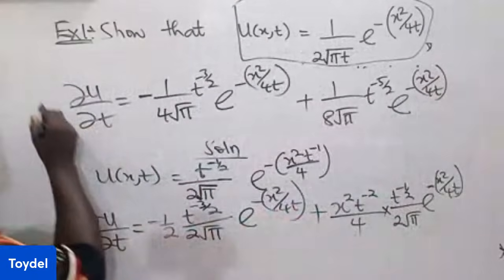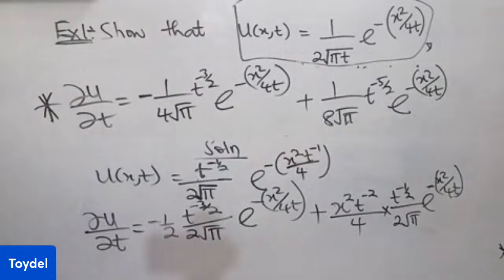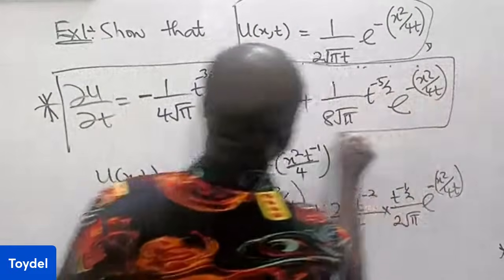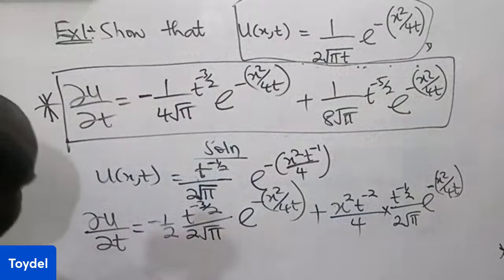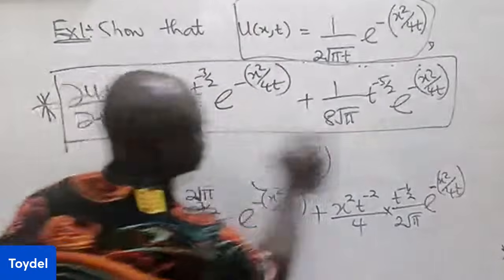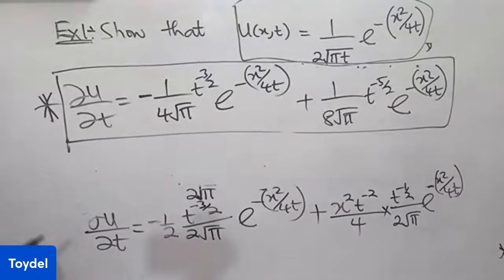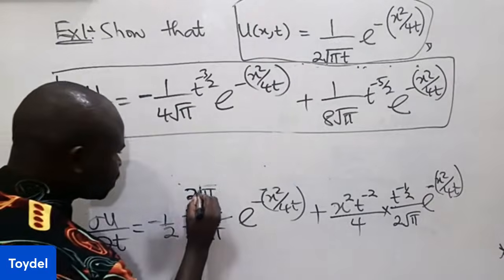So let's take note of the value of di u di t. We have gotten the value of di u di t. Let's note it somewhere. So we now go ahead and find the value of di square u all over di x squared.